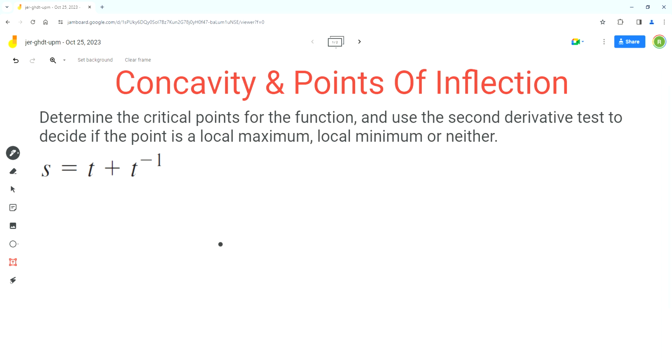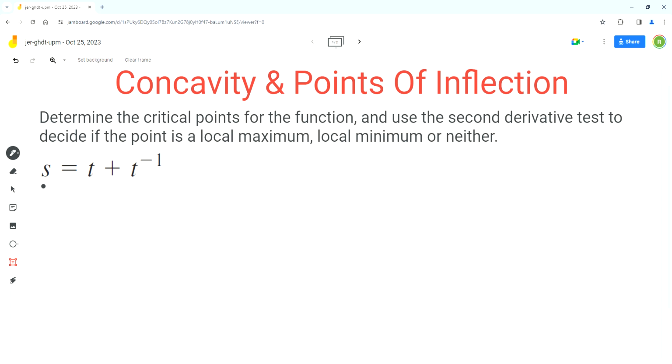So in this video, we'll solve this problem using the concepts of the second derivative test. As per the problem, determine the critical points for the function and use the second derivative test to decide if the point is a local maximum, local minimum or neither.